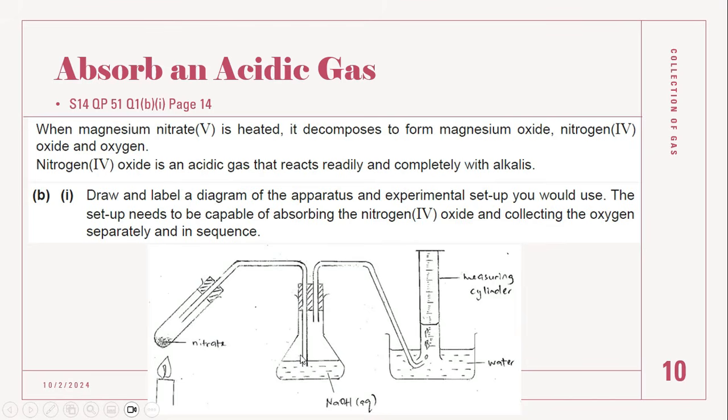So we make the gas go through sodium hydroxide solution. Because sodium hydroxide solution is an alkaline solution, it will be able to react with nitrogen dioxide. So nitrogen dioxide will be absorbed by NaOH. Oxygen, which will not react with sodium hydroxide, will go through the other delivery tube to the water trough here or a gas syringe. If you draw a gas syringe here, then the volume of oxygen can be read separately. I'm showing you this question because the question asks for another method of collection of gas, which is by absorption.